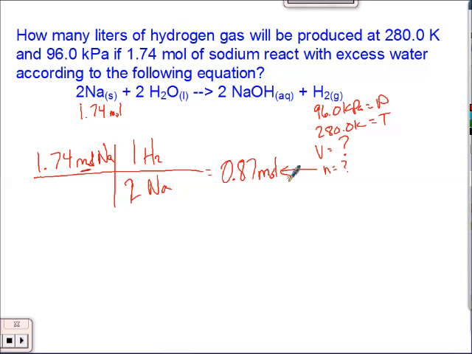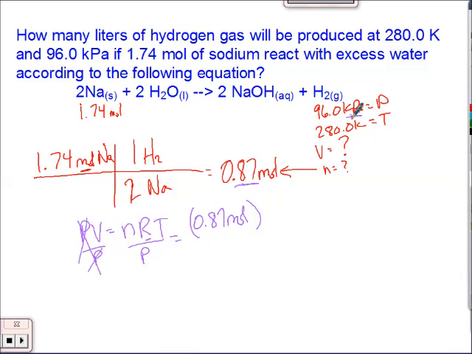So now I can do the next step and I can figure out my equation. PV equals nRT, and I'm trying to find volume. So I'm going to divide both sides by pressure. Pressure cancels out of there. So volume is going to equal the n, 0.87 moles. R, well, I'm going to look at here.